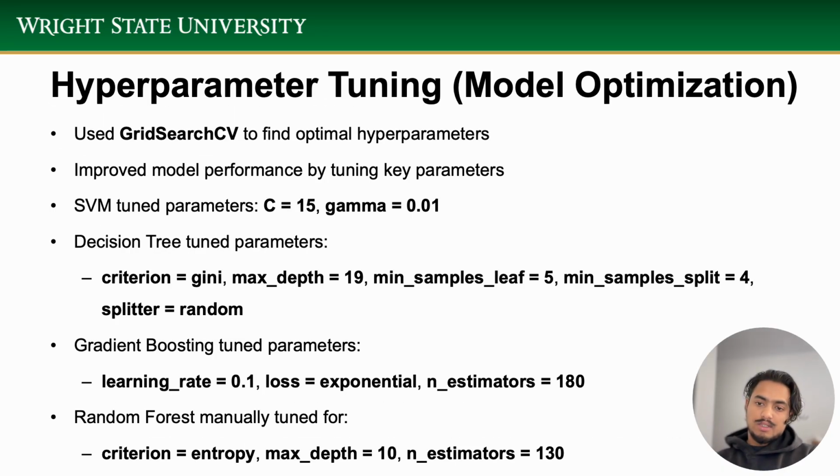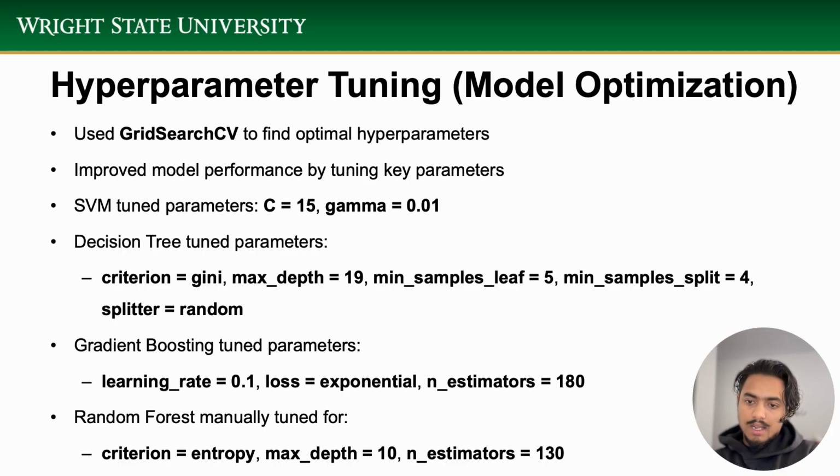Before comparing the models, I want to discuss how we used hyperparameter tuning to improve their performance. We used GridSearchCV to systematically test different combinations of parameters and select the best performing model configuration. For SVM, the best parameters were C equal to 15 and gamma equal to 0.01, which significantly improved the decision boundary.